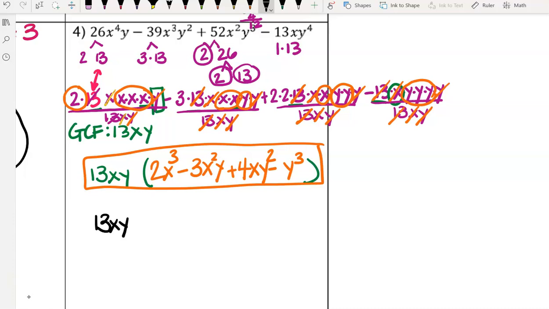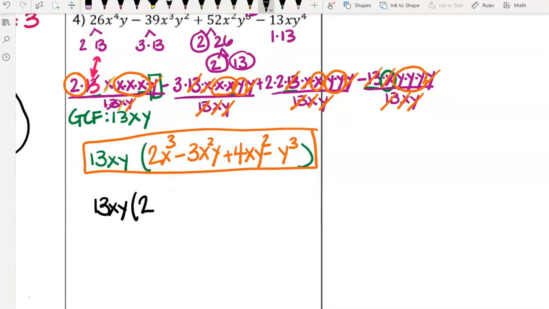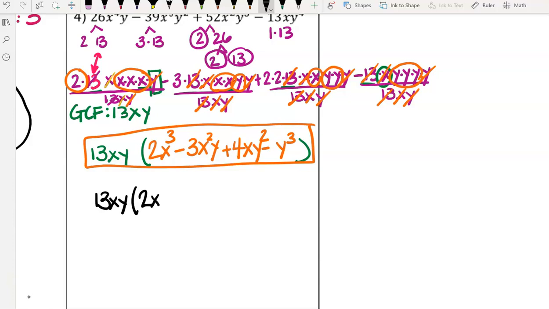13xy times 2x to the third minus 3x squared y plus 4xy squared minus y squared. This is just copying it back. All right, let's distribute. 13xy times 2x to the third.